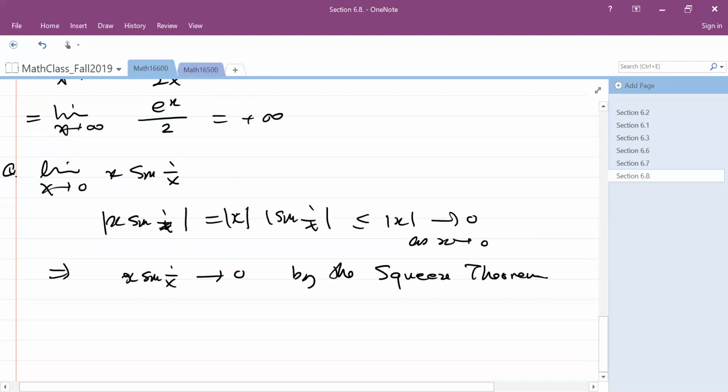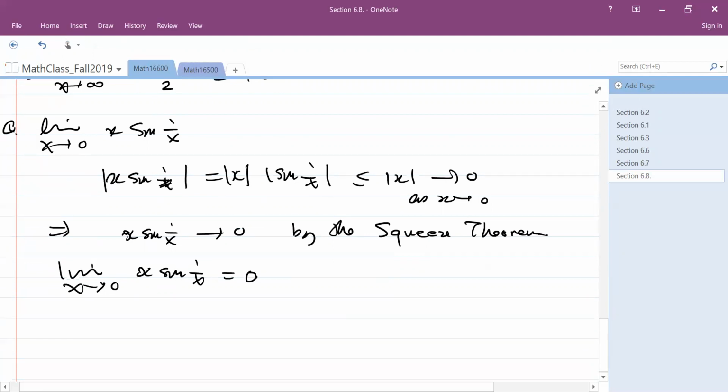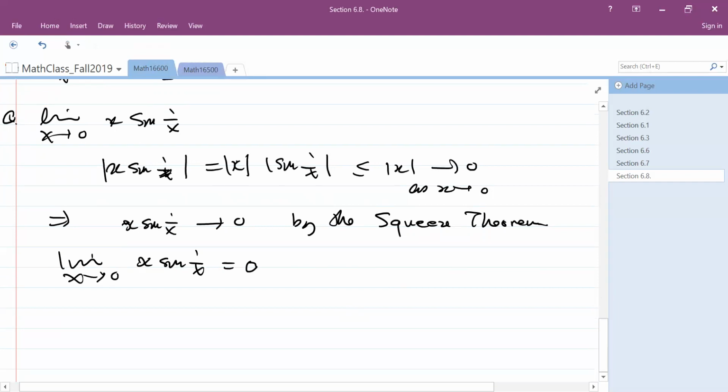Okay, here's another way to do it. It's not a 0 over 0 type here, right? First of all, let me write down the result using the squeeze theorem. I think this belongs to Math 165. I'm teaching both courses, so sometimes I get confused. This is what we just studied, how to use the squeeze theorem to find the limit. This is a problem in section 1.6.